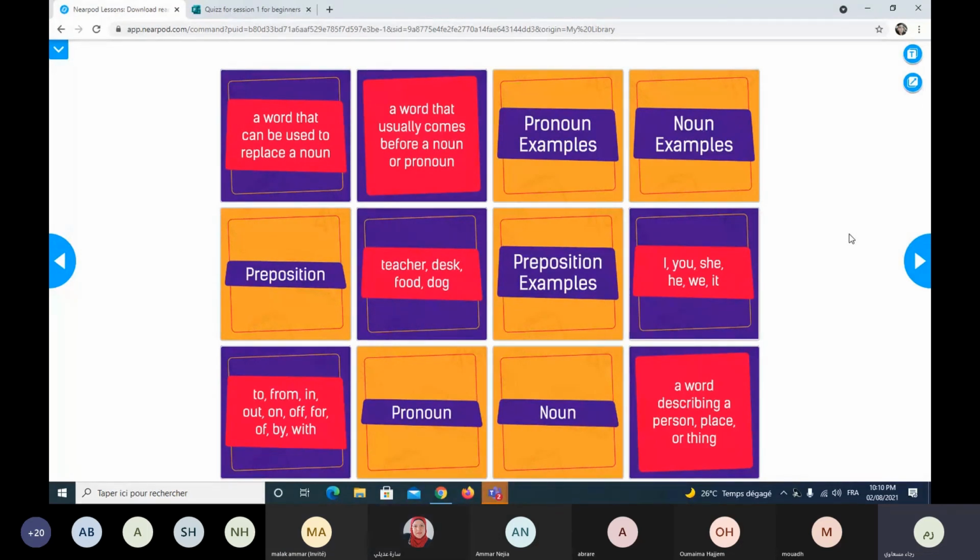Yes, Umayma. A word that usually comes before a noun or pronoun. It is a preposition. Good. So the word that comes before a noun is a preposition. Yes. Thank you. Pronoun examples: I, you, she, he, we, and it. Good, thank you. You're welcome.